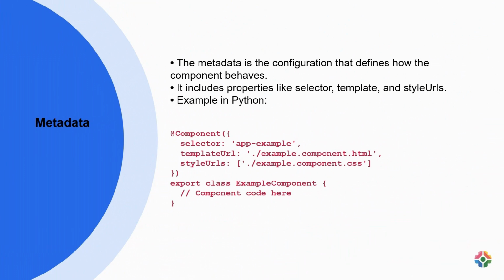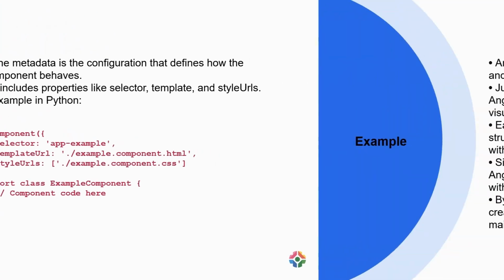Metadata in programming defines the behavior of components. In Angular, metadata is crucial for component configuration. It consists of properties such as selector, template, and style URLs. For instance, the Python example showcases metadata usage within a component definition. By specifying the selector, template, and style URLs properties, you establish how the component behaves and its appearance. This metadata is essential for efficiently developing and organizing components within applications.